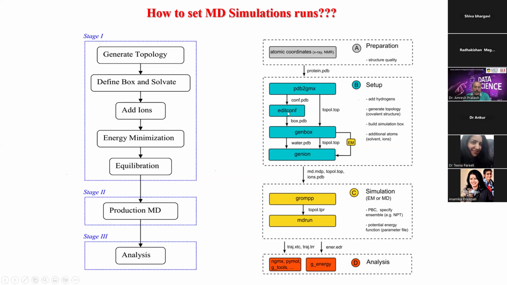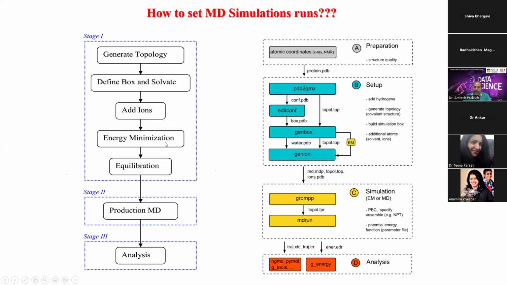Then we have to define a box. Here editconf is the command in GROMACS where we define a box, and then earlier it was genbox, now it is solvate. These are the commands. This will solvate your simulation box. And after adding the water molecules, I told you that we have to add a counter ion. So genion will be used to add whatever counter ions are required to the system. And this will be here, add ions.